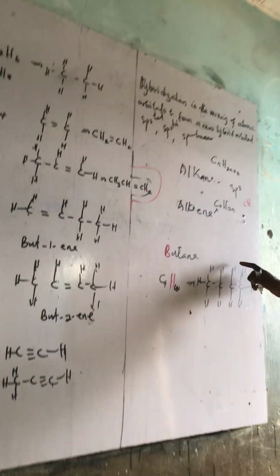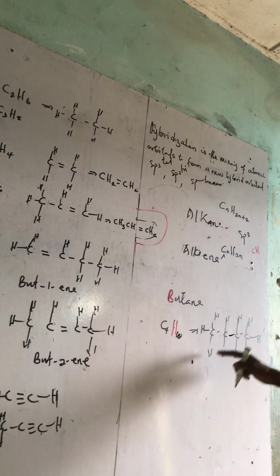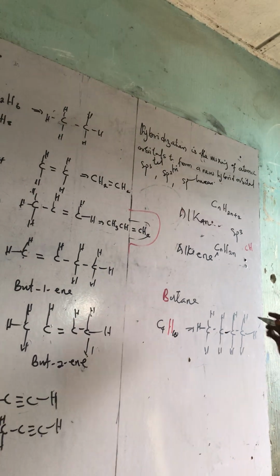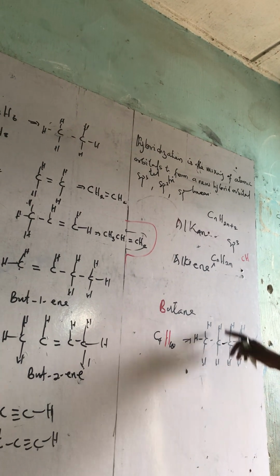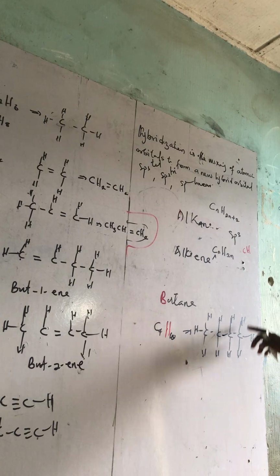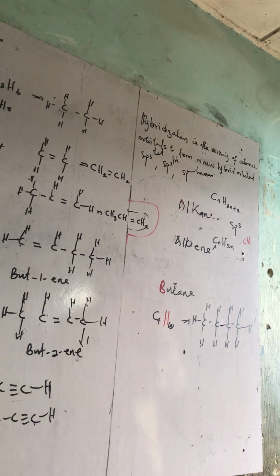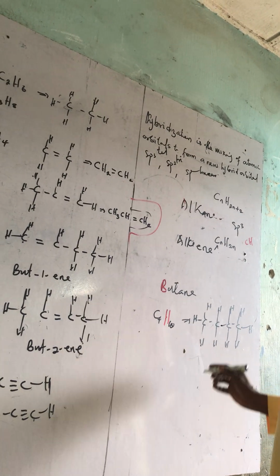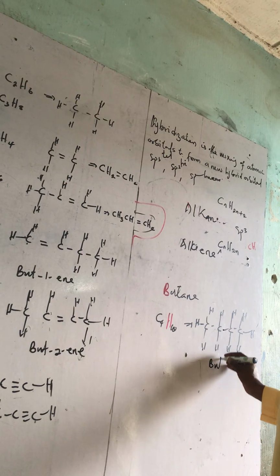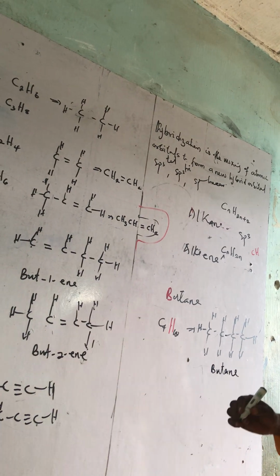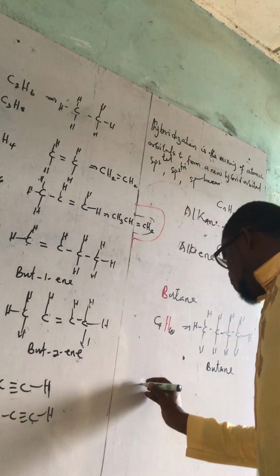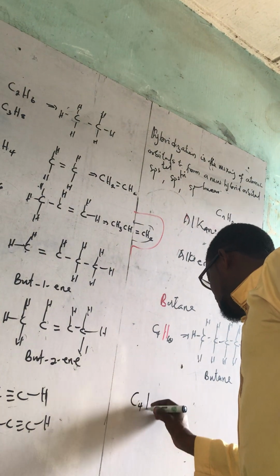1, 2, 3, 4, 5, 6, 7, 8, 9, 10. Complete. Now, this is called butane. Now, look at this again.